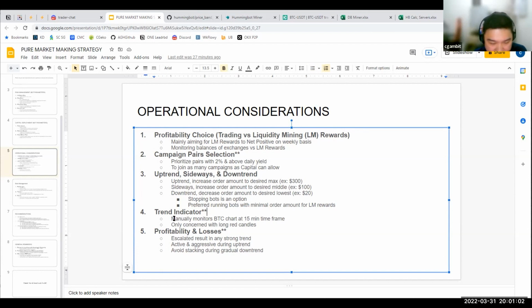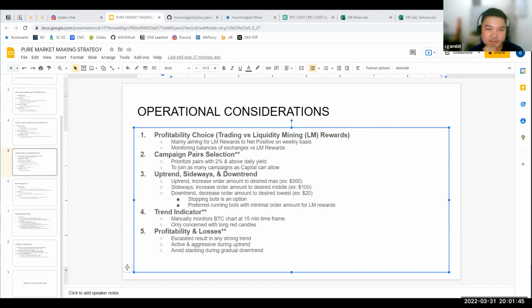So for us, we only manually monitor the BTC chart at the 15-minute time frame, and we are only concerned with long red candles. So like this BTC in a 15-minute time frame. Usually we are concerned with this kind of movement. If this movement has been happening for the past how many days, it's advantageous for liquidity mining.